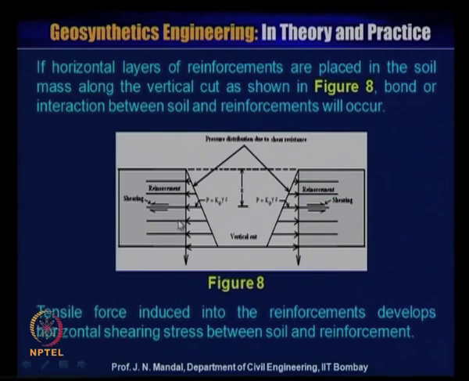You can see this slide. This is the vertical cut, and this is the layer of the reinforcement that has been placed. If the horizontal layer of reinforcement is placed in the soil mass along the vertical cut as shown in figure 8, there will be a bond or interaction between the soil and reinforcement on both sides. You can see here P is equal to k0 into gamma z. So, tensile force in the reinforcement develops horizontal shearing stresses between the soil and the reinforcement.